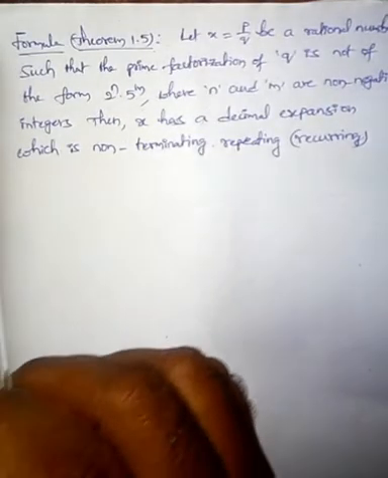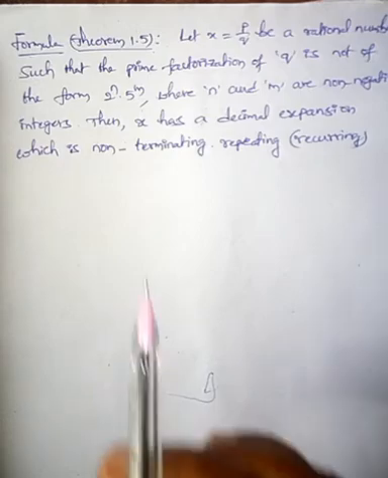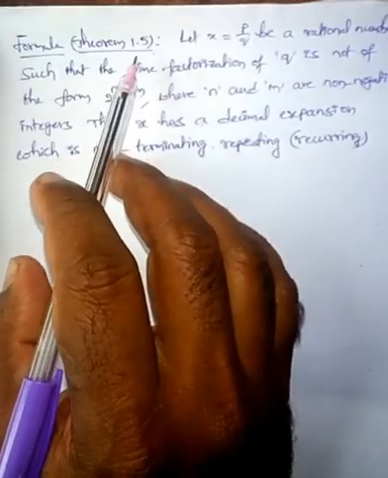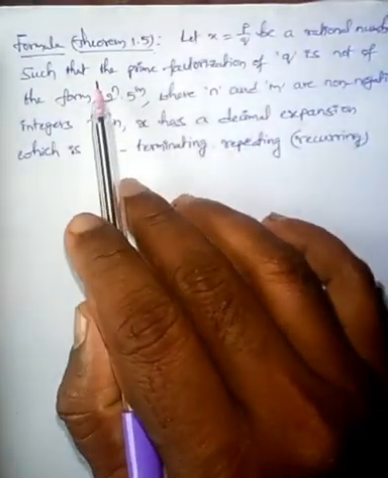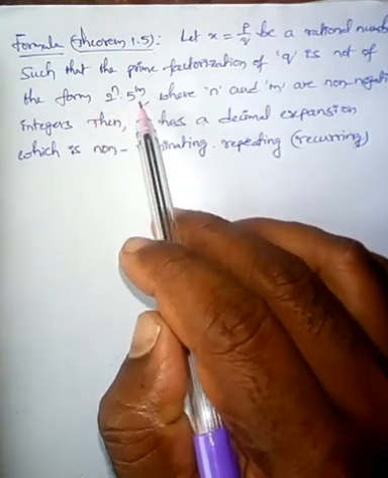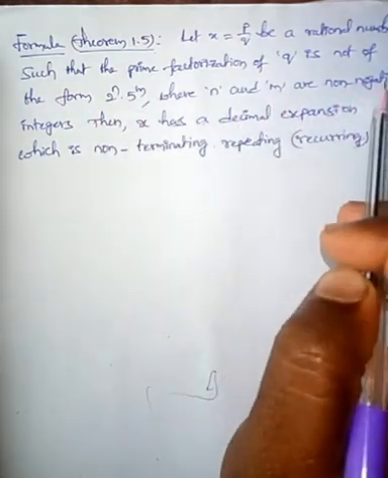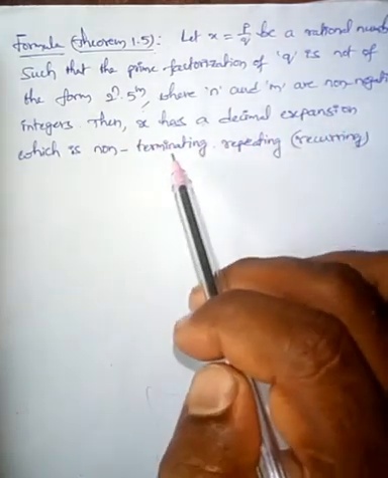Welcome to Maths class. Today in this class we are going to solve some problems in exercise 1.3. Before that we need to understand theorem 1.5 for solving the problems in exercise 1.3. Let's have a look at theorem 1.5 on page number 12 in your textbooks. Let x equal to p by q be a rational number such that the prime factorization of q is not of the form 2 power n into 5 power m, where n and m are non-negative integers. Then x has a decimal expansion which is non-terminating repeating.